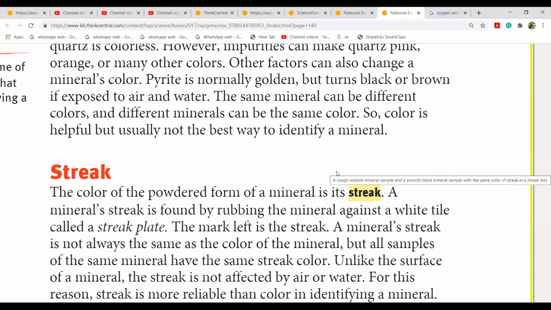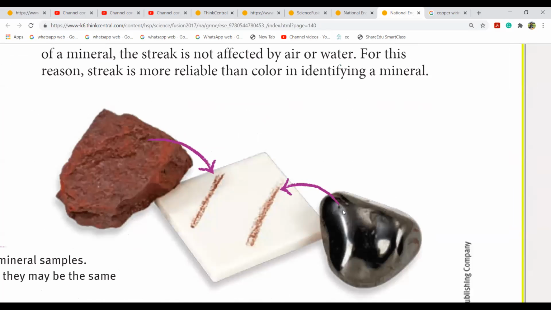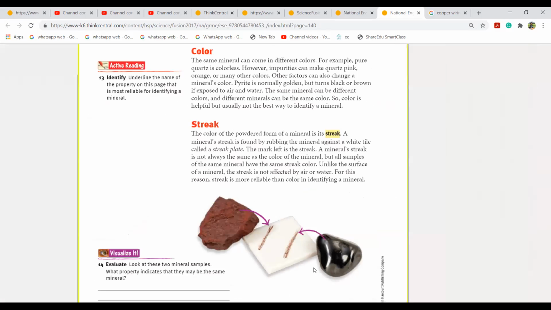Now, girls, I told you that previously this was brown in color, but later because of oxygen, it became black. But when you do the streak, it gives you the original color. That's why you can depend more on the streak and not on the color of the rock.